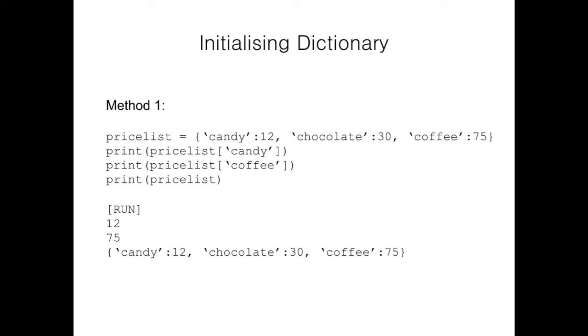This is the first method. You initialize and create a dictionary using the curly bracket. It is similar to what you do with a list and a tuple, but in a list you are doing it with a square bracket. For a tuple you do it with a parenthesis. To initialize a dictionary you use a curly bracket, and each item is separated by a comma inside of the curly bracket.